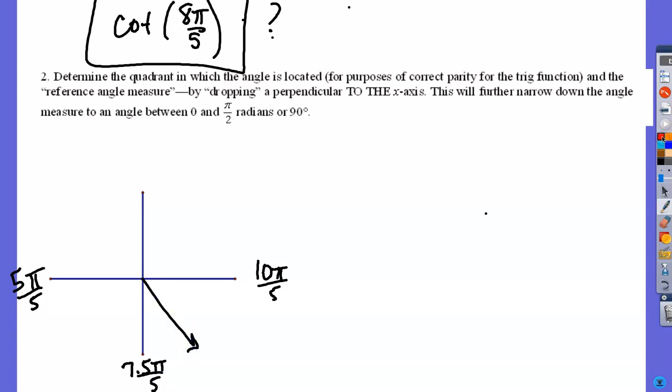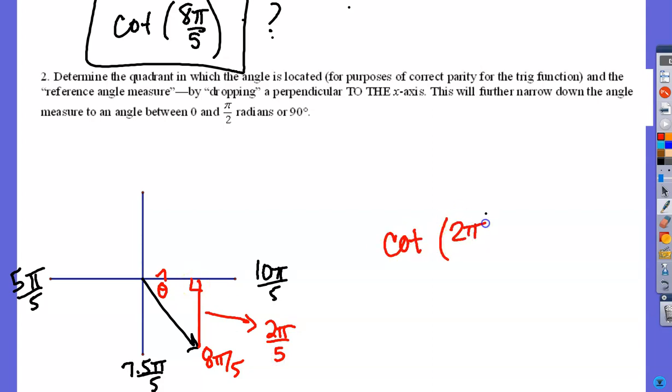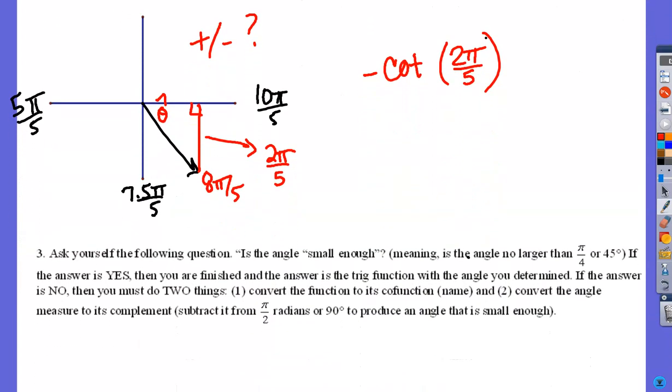Okay. Drop the little perpendicular and get the reference angle. Well, if this is 8 pi over 5, then you're 2 pi over 5 from the x-axis. So this is the same as cotan of 2 pi over 5, but wait, you got to check positive or negative. Don't forget that. Should cotangent be positive or negative here? Cotangent should be negative in the fourth quadrant. So then you need to force it to be negative. Otherwise it won't be.